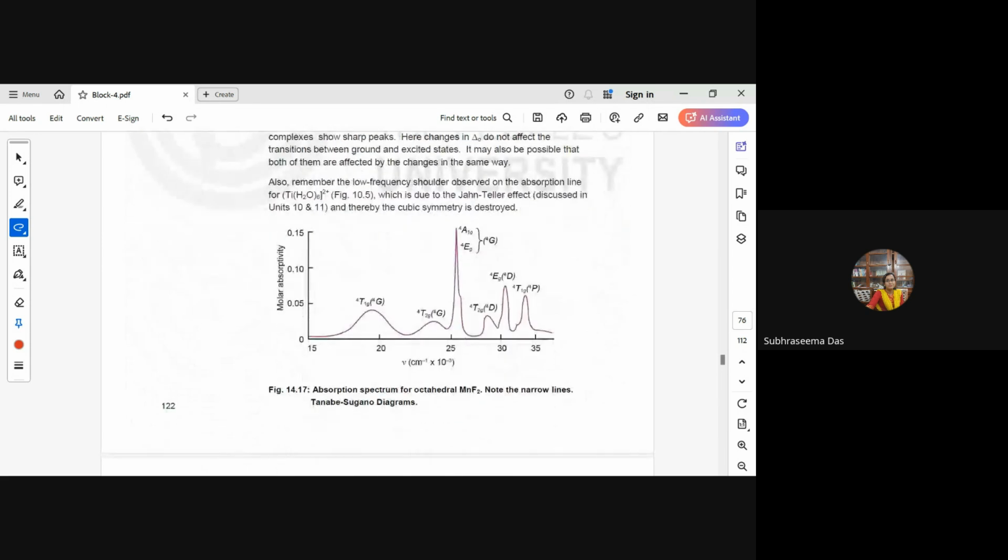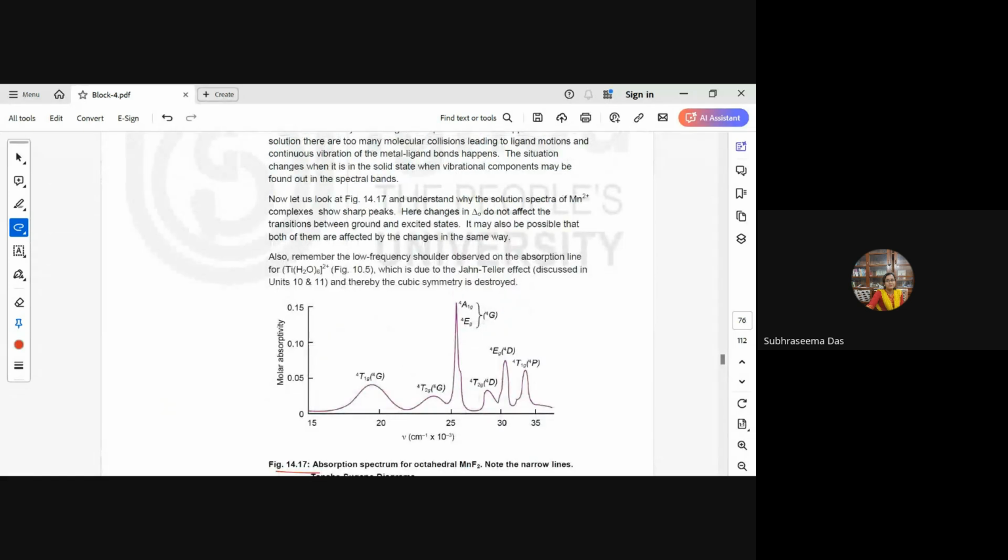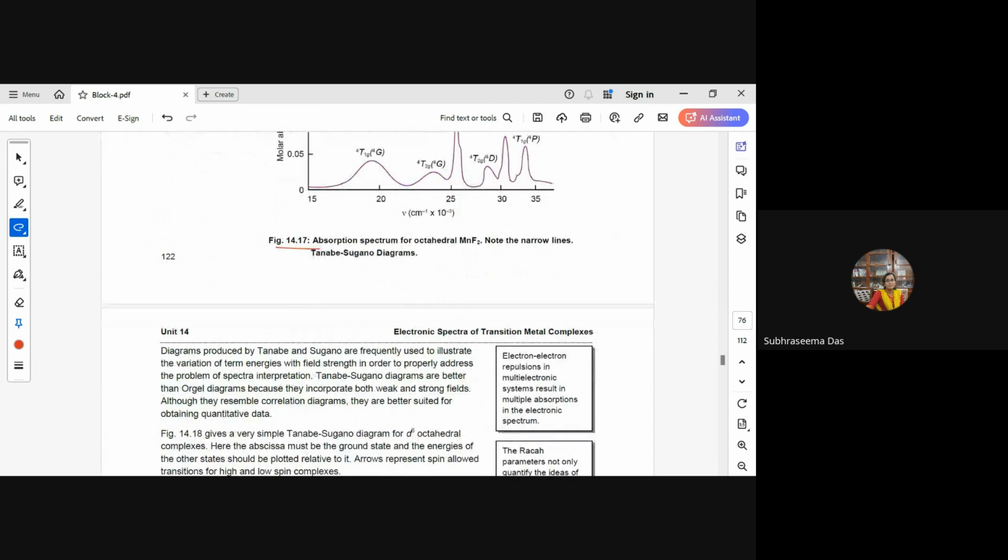Now, when we look into figure 14.17, here this is a solution of Mn2+ and it shows sharp peaks. Here the changes in CFSE in the octahedral field do not influence the transition that occurs between the ground state and the excited states. That is why we particularly see sharp peaks, and this might also be due to the Jahn-Teller effect and destruction of the symmetry.